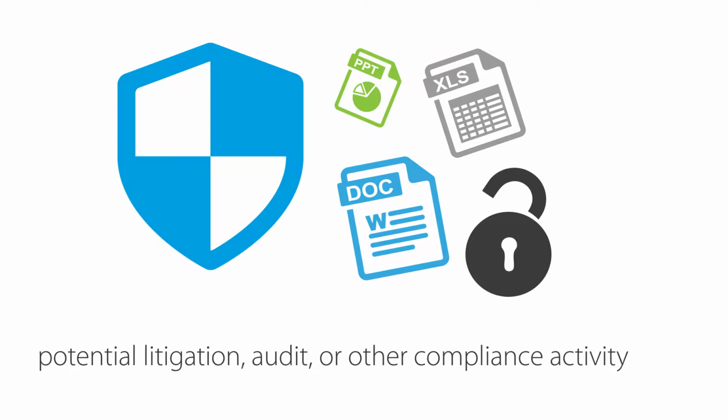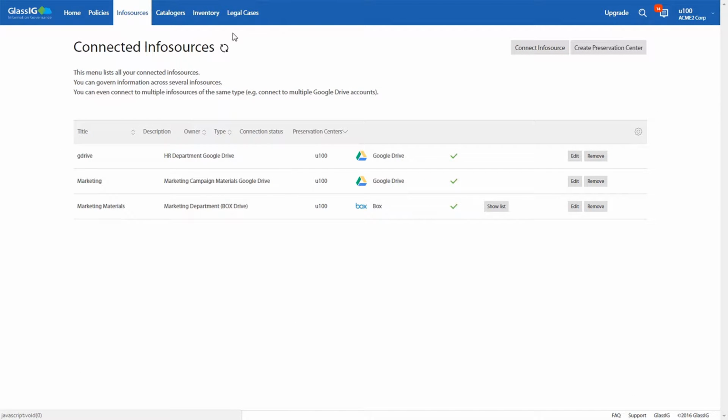You may have to lock down or protect documents regardless of where they are stored. Let's take a look at how GlassIG helps you protect your sensitive and high-risk information assets. The first step in protecting your content is to identify where your information assets are stored. For example, you might need to protect content sitting on a shared drive, SharePoint, an ECM system, a cloud-based repository, or perhaps on all of these.